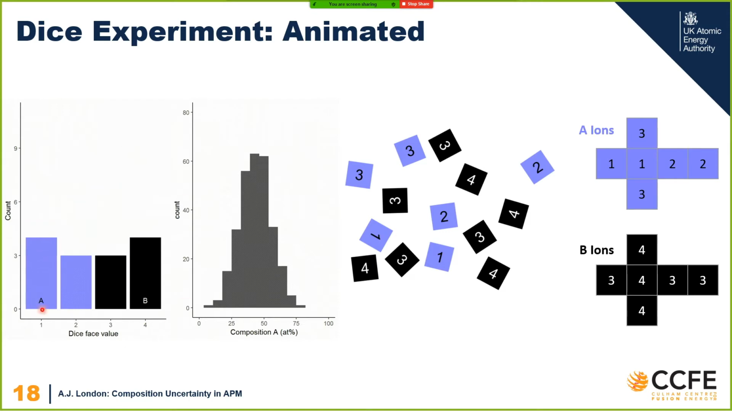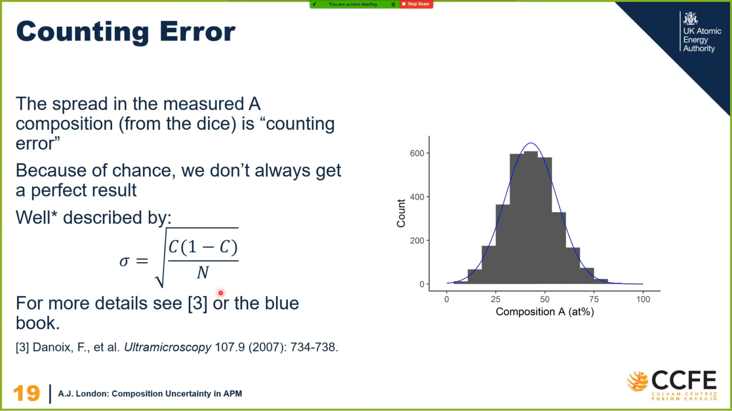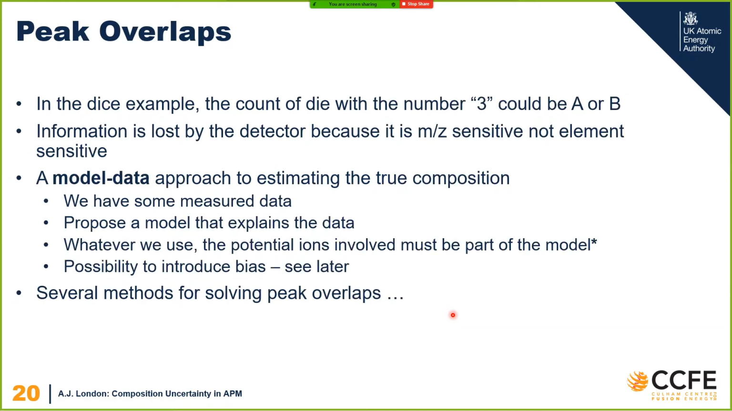In our actual experiment, we can't tell the difference between black and blue. So information is going to be lost at this peak here in the middle. With the actual true composition, we can model this very well using the standard atom probe result that hopefully we all know and love. And this is the actual counting error. So that's the equation that we use to get the standard deviation. This just comes again from binomial theory.